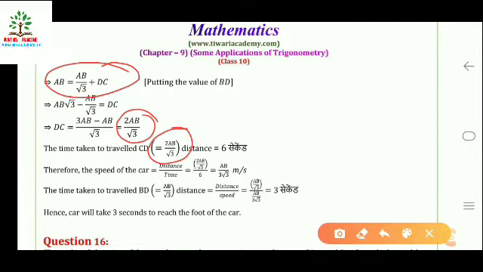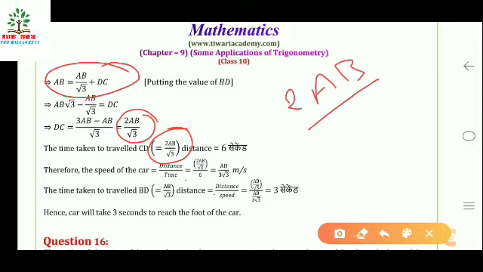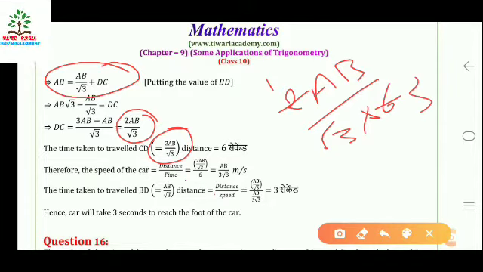So time is 6 seconds, and therefore the speed of the car is distance upon time. Distance is 2AB over root 3, time is 6. On solving this, we get 2AB over root 3 into 6, that is 2 into 1 and 2 into 3. So we are getting AB over 3 root 3 meter.